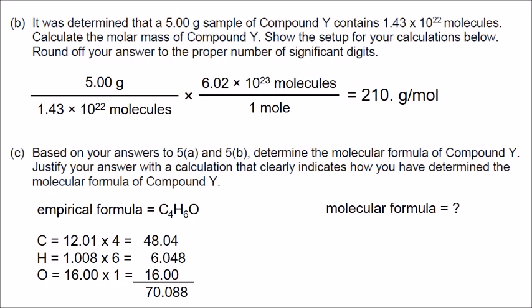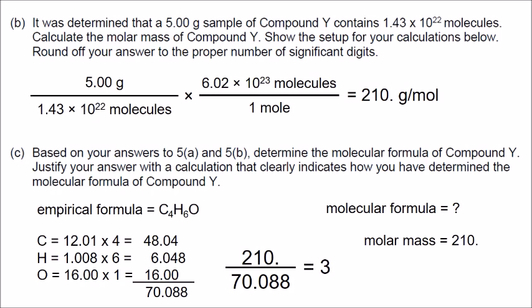Now the molecular formula is unknown to us at the moment, but the molar mass is 210. So what is the multiplier to get from 70.088 to 210? Well, that's going to be a multiplier of 3. So therefore we take the empirical formula and multiply by 3. So our correct answer for part C, the molecular formula of compound Y, is C12H18O3.